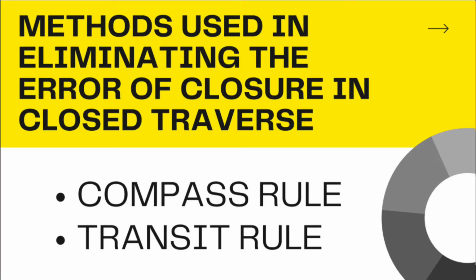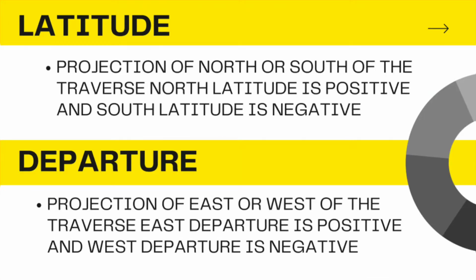Now, we have two methods used in eliminating error of closure in our closed traverse. We have the compass rule and the transit rule. But for this discussion, I will only discuss the compass rule, since it is the method that we are going to use later to eliminate errors and adjust our closed traverse. But before that, let's try to understand some terms that we can find in our traverse.